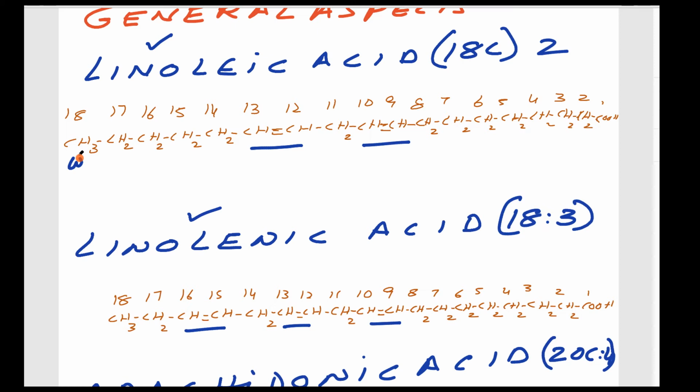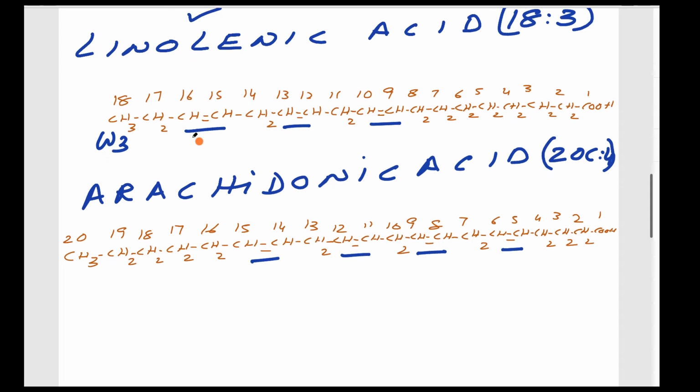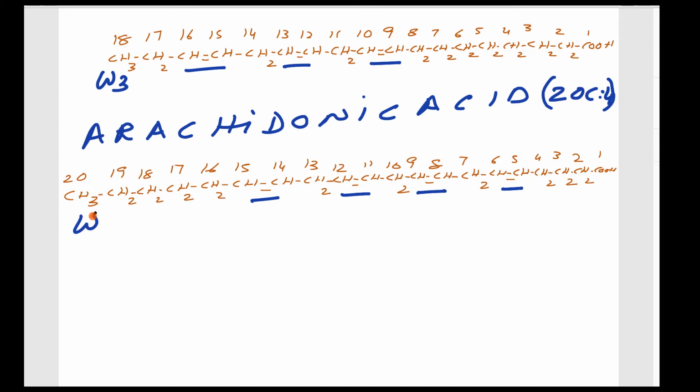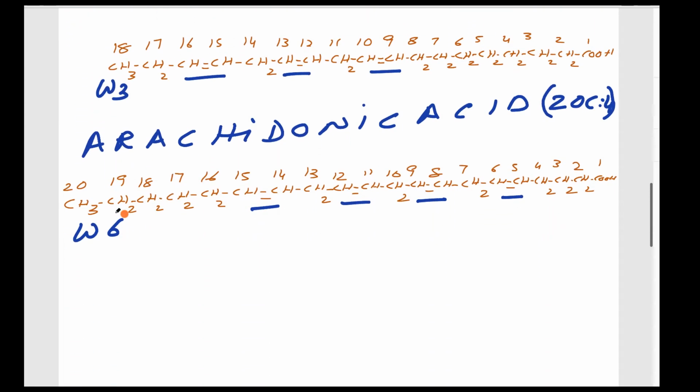Linoleic acid is an omega-6 fatty acid. You can see from the omega carbon there are 6 carbons up to the double bond, that is the reason for omega-6. Whereas linolenic acid is an omega-3 fatty acid. You can see 3 carbons are present. Again, arachidonic acid is an omega-6 fatty acid. These essential fatty acids have crucial functions.